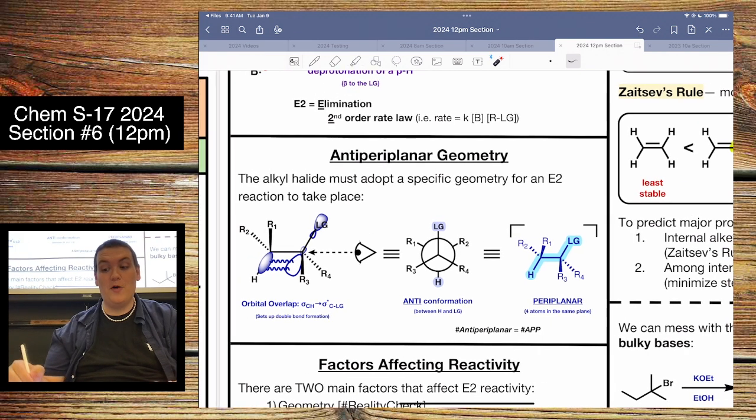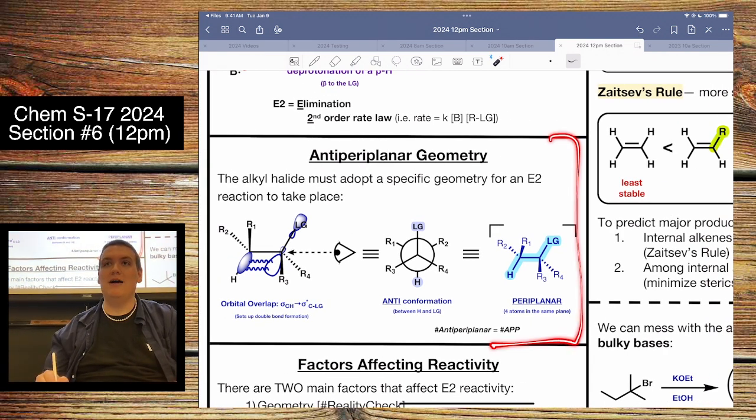Cool. Any questions about what antiperiplanar geometry means, how we got to it, or why it's significant?